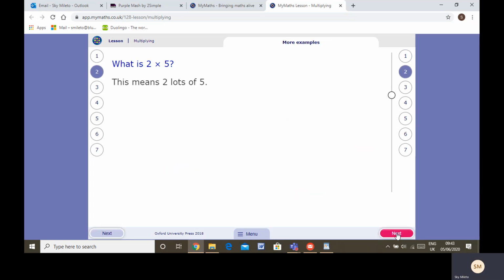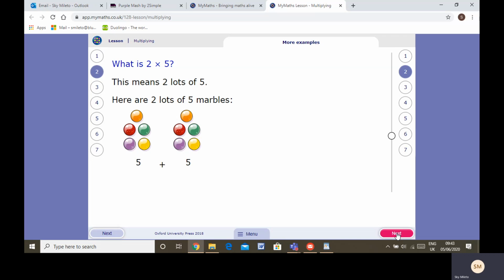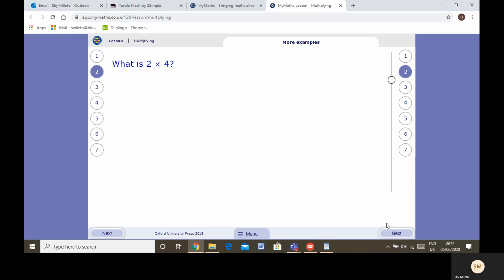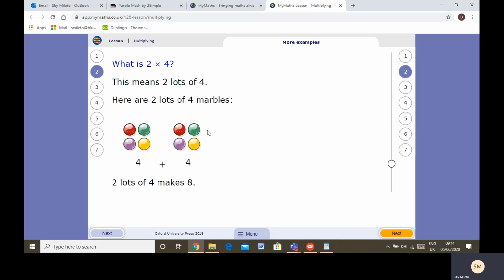What's 2 times 5? Again, 2 lots of 5. So you've got 5 marbles here and 5 marbles here. And if you add them together, 5 plus 5, 2 times 5, you will get 10. So, one more. What's 2 times 4? 2 lots of 4. You can see 2 lots of 4 marbles, which makes 8.